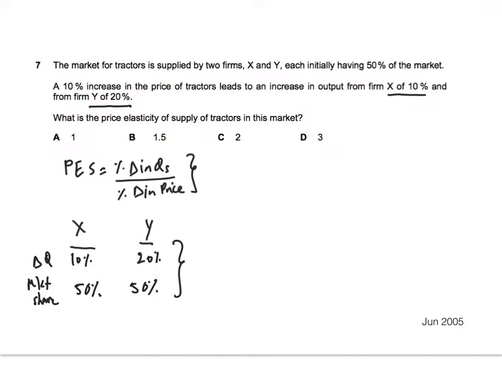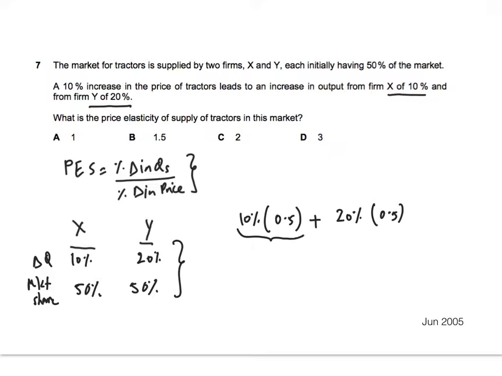So what we first do is find out basically the weighted average. In other words, how much in total the output has gone up, given both firms are holding only 50% of the market. So what I'm going to do is this: I'm going to multiply 10%, which is the increase in output for firm X, with 0.5, which is basically what their share would be, plus 20%, which is the quantity increase for firm Y, times its market share, which is 0.5.